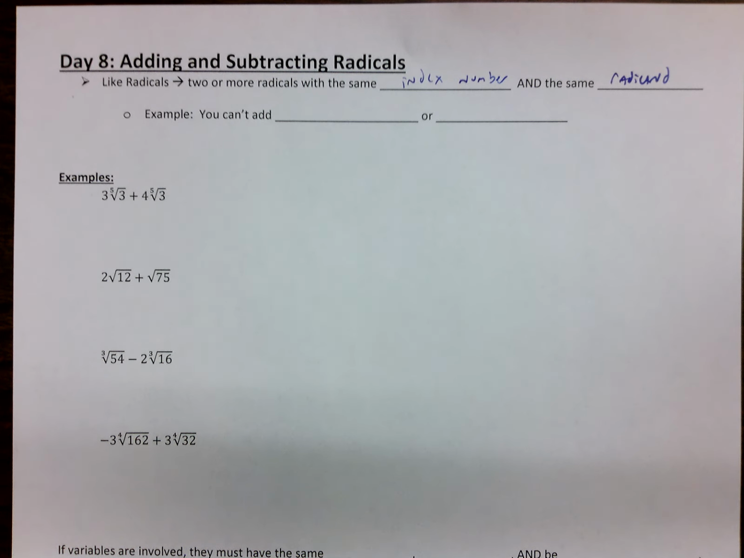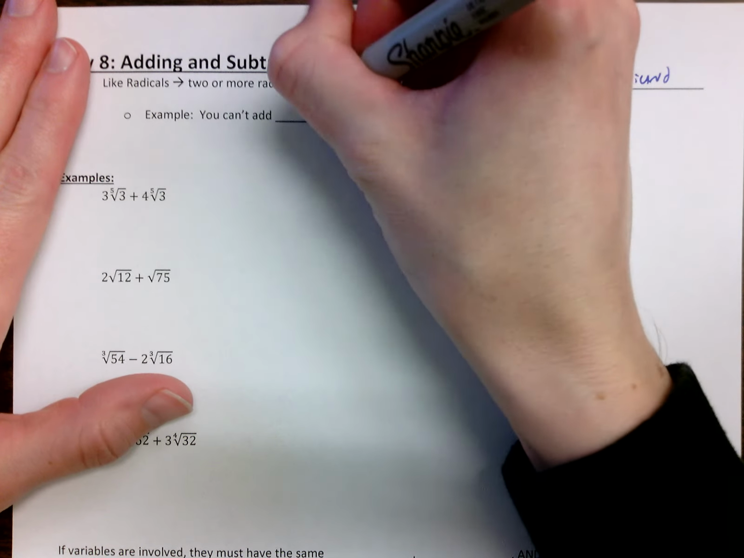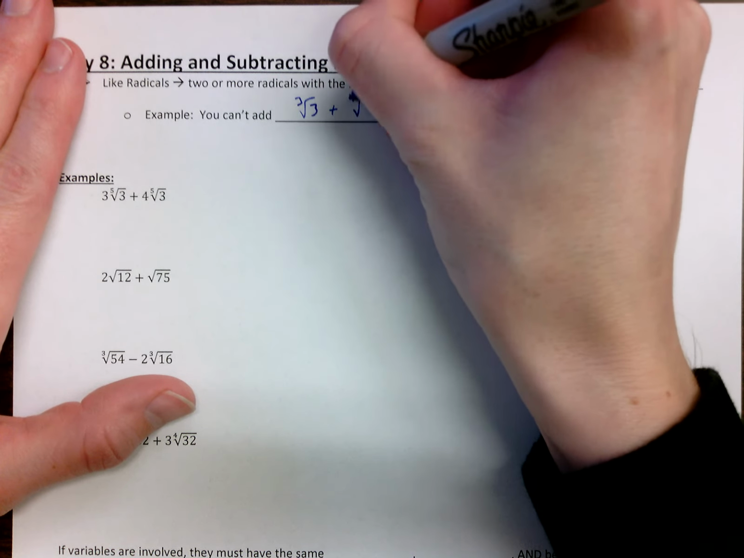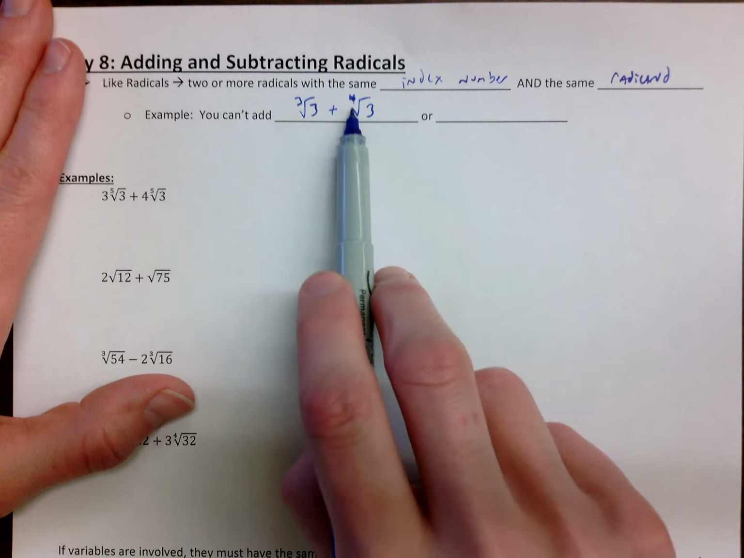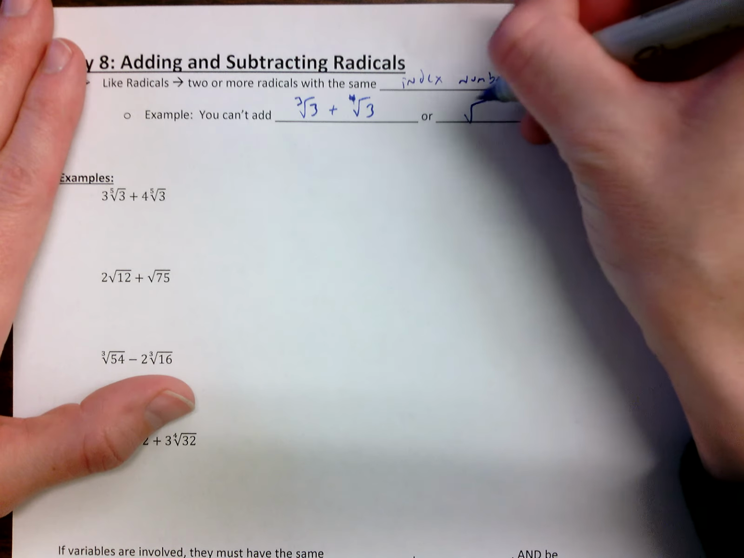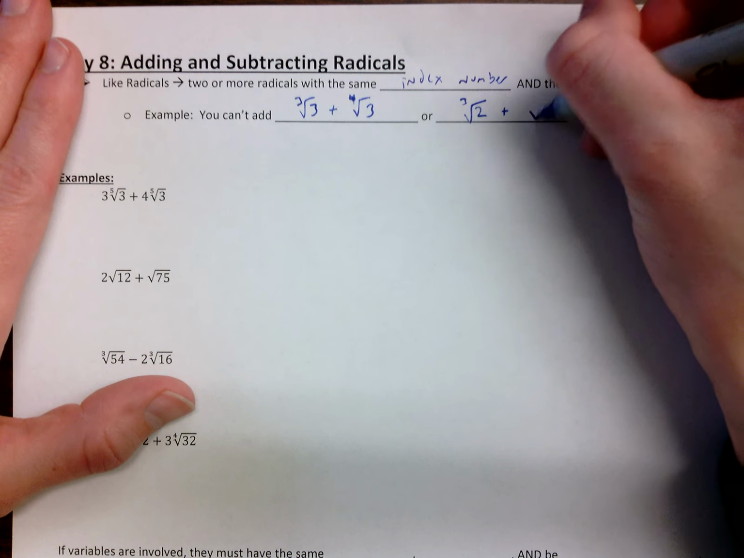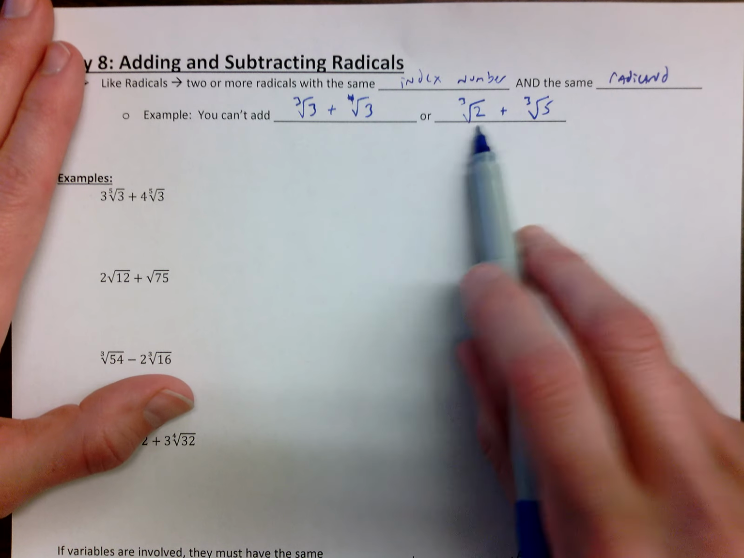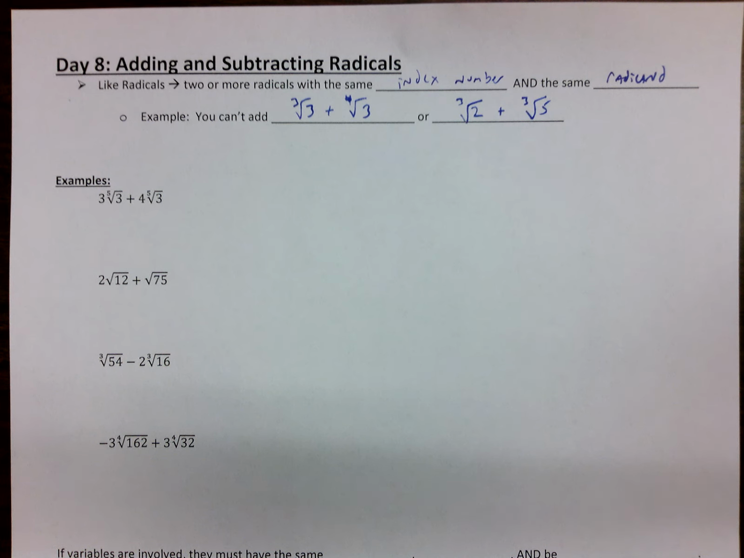All right, so as a couple of not examples, you can't add something like the cube root of 3 and the fourth root of 3, okay, because those have different index numbers. And you also can't add something like the cube root of 2 plus the cube root of 5, okay, because those guys have different radicands. Okay, so those are kind of your rules for like radicals. So let's look at some examples.